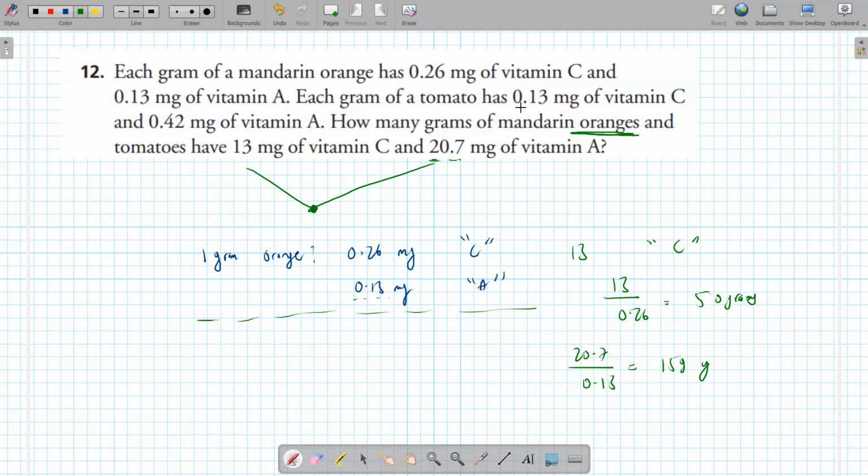No, 0.26, it's going to be 13. So 13 over 0.13, whatever that is, it's going to be 100, I think. And the next one is going to be 20.7 divided by the quantity in the tomatoes. It's going to be 0.42, or whatever that is on a calculator. Okay?